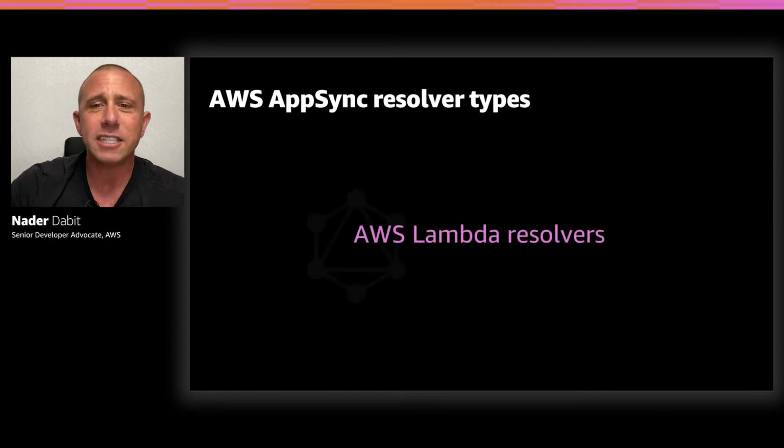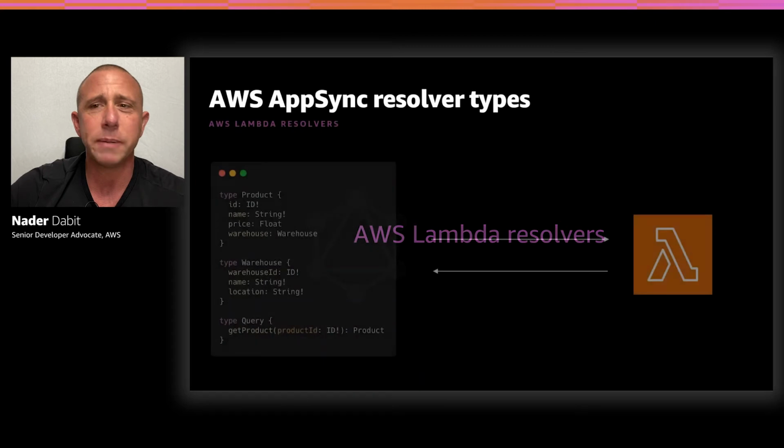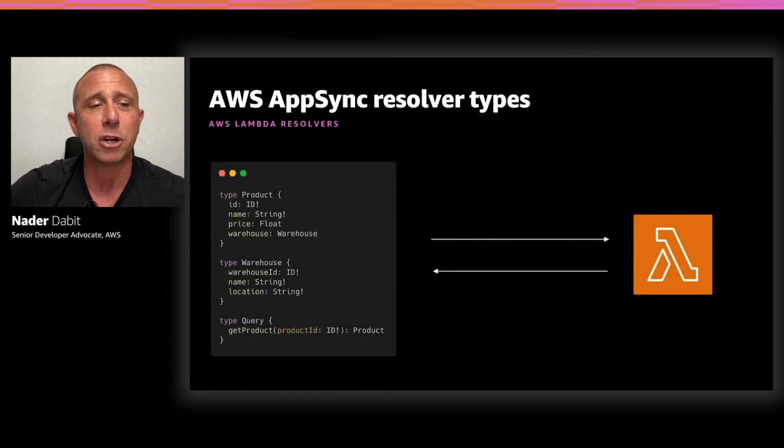So that's the direct resolvers. Now let's look at Lambda resolvers. Lambda resolvers are extremely powerful because they allow you to just map your GraphQL operation into a Lambda function where you have complete control over the business logic or whatever you would like to do here.